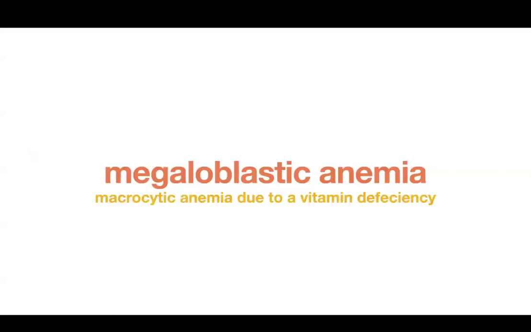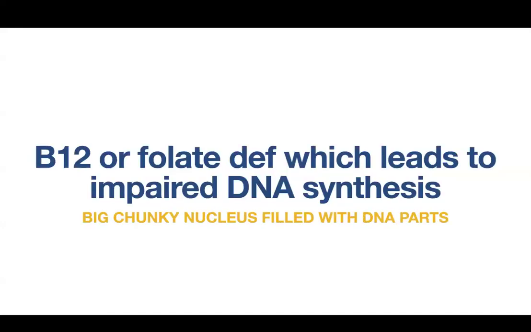Then we move on to megaloblastic anemia, which is a type of macrocytic anemia caused by a vitamin deficiency. Usually that's either going to be a B12 deficiency or a folate deficiency. But the idea is that both of these will lead to an impairment in DNA synthesis. How exactly? I'm going to be completely honest with you. It's been so long since I took this, I completely forgot. And I genuinely hope I never have to go through this again. But I think you guys will eventually understand how this happens.